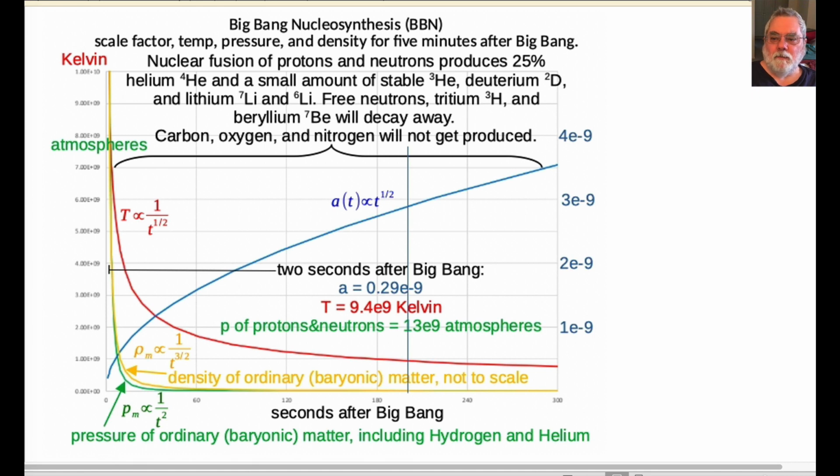2 seconds after the Big Bang, the energy density of ordinary baryonic matter was 2% the density of water now, or about 1/10,000th the density at the core of the Sun, and it decreased by a factor of almost 2,000 over these 5 minutes. So these are not the matter densities where fusion occurs at the core of a star. The density of matter is the gold curve on this graph, but I did not show the scale for that curve.